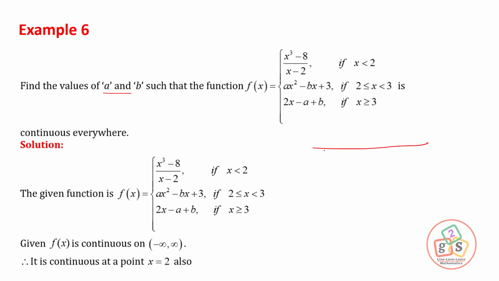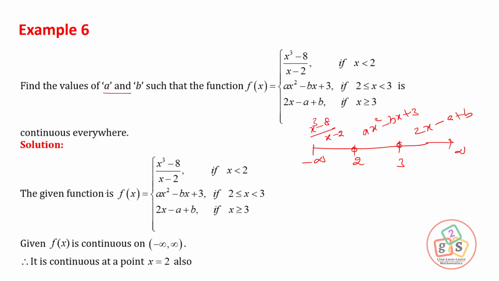So we consider minus infinity to plus infinity, at two points, x equal to 2 and x equal to 3. Below 2, the function is x cube minus 8 divided by x minus 2; from 2 to 3, the function is ax square minus bx plus 3; and for x greater than or equal to 3, the function is 2x minus a plus b. The function is continuous everywhere, as given, therefore it is continuous at x equal to 2 and x equal to 3 also. Using this idea we can find the constants a and b. Now we will see the solution.